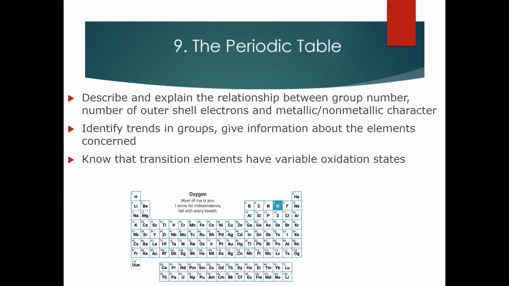The periodic table. Describe and explain the relationship between group number of outer shell electrons, and metallic or non-metallic character. Identify trends in groups given information about the elements concerned. Know that transition elements have variable oxidation states.